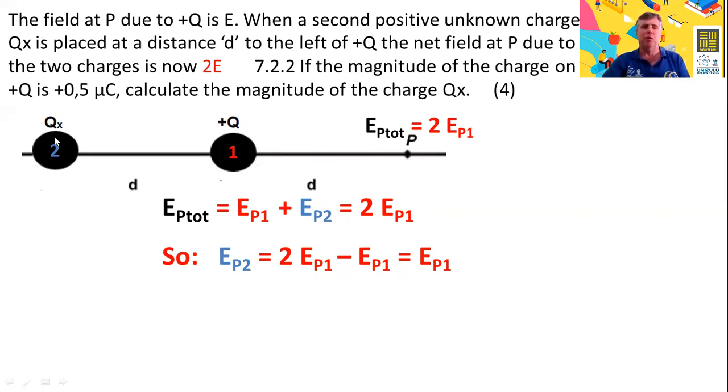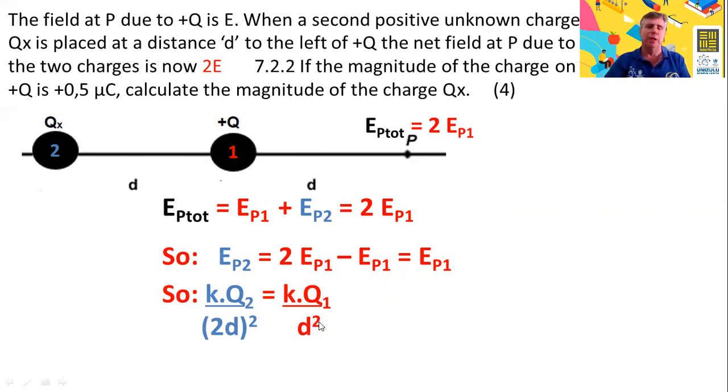Now, we would expect that charge Qx must be much greater than plus Q, because it gives the same electric field at P, even though it's double the distance away. So all that's left is to calculate what that charge is. So we use our equation for electric field strength, kq over d squared. The reason we put in 2d for this charge, which is in blue so you can see it clearly, is because it's 2 distances away. And remember, we don't write 2d squared, we write 2d in brackets, all squared.